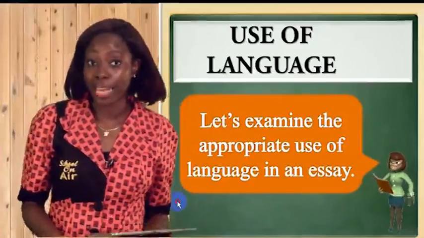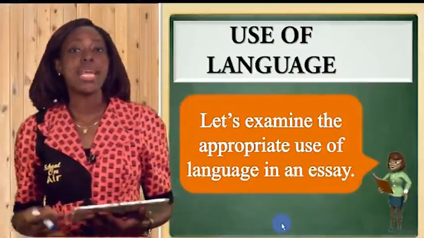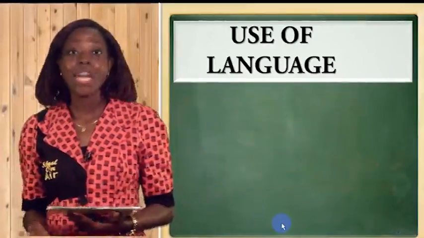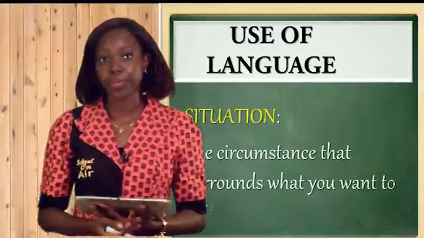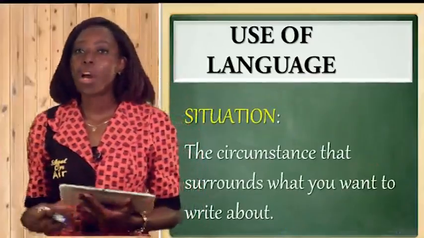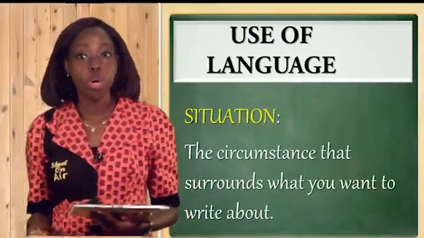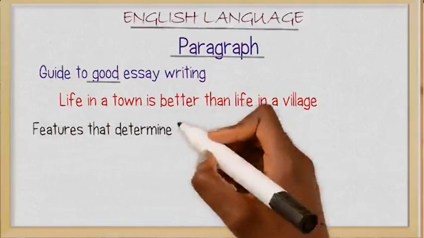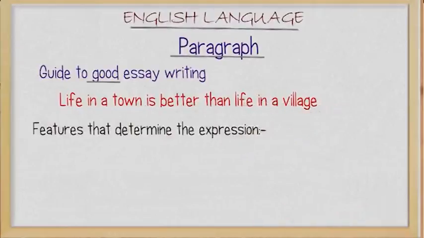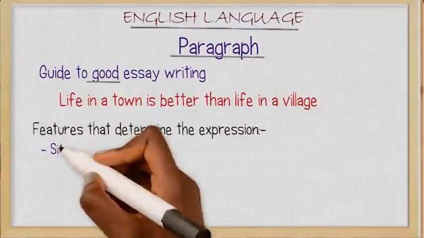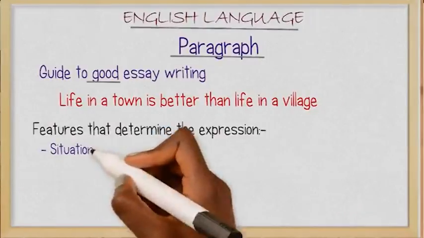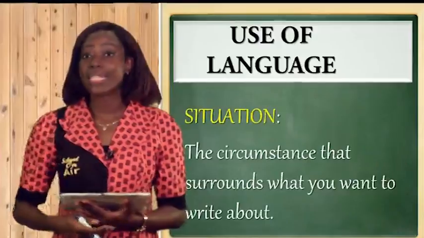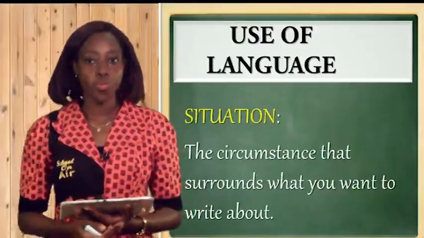Now, let us examine the appropriate use of language in an essay. What does it entail? How do you choose the appropriate expressions or language when you're writing an essay? Now, first of all, we have the situation. The situation is the circumstance that surrounds what you want to write about. And these are the features that determine the expression. We have situation. Now again, the situation is the circumstance that surrounds what you want to write about.